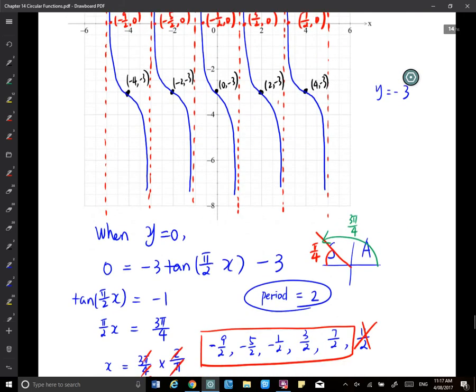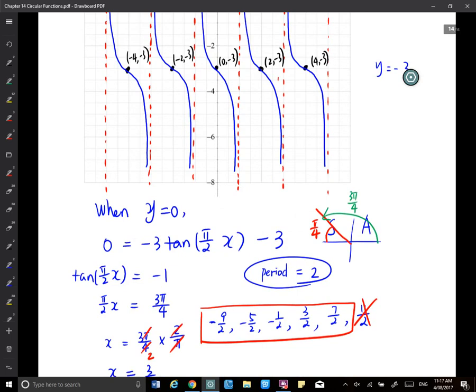And then we also learned how to solve tangent equations. There's only one base angle when we're trying to solve one equation. This is quite different compared to the sine and cosine graph. That's the difference between sine and cosine graph.